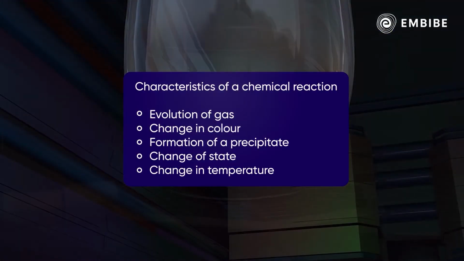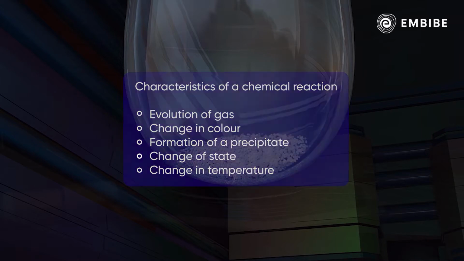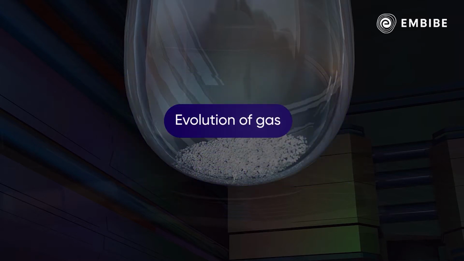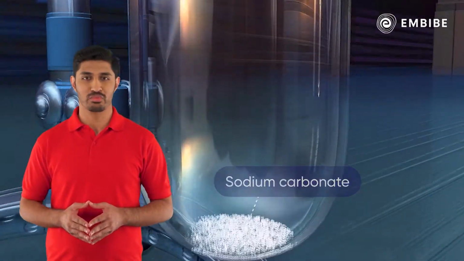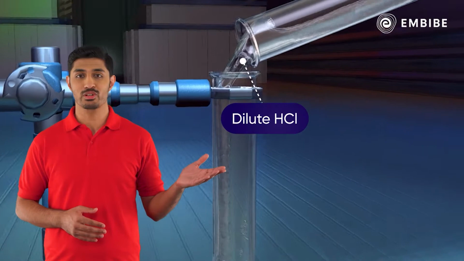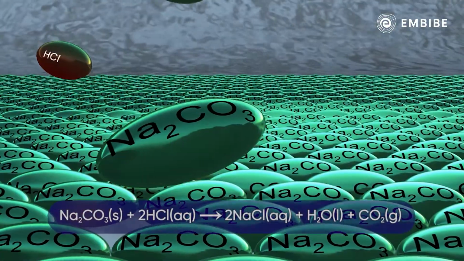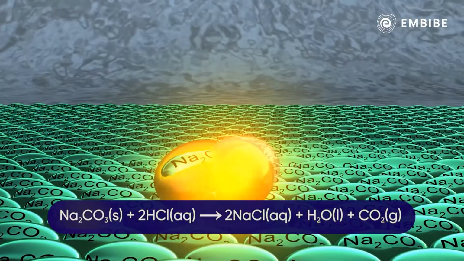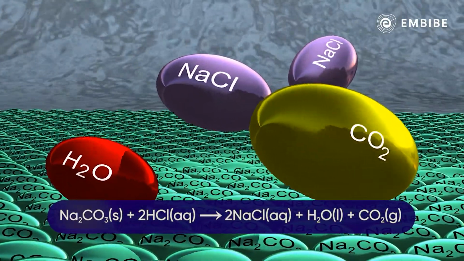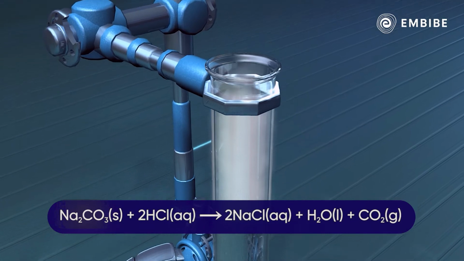Let us study some of the characteristics of a chemical reaction. Evolution of gas. Take a pinch of sodium carbonate in a test tube. Add some dilute hydrochloric acid into it. Sodium carbonate and hydrochloric acid react to produce sodium chloride, water, and carbon dioxide, which is seen as a colorless gas.